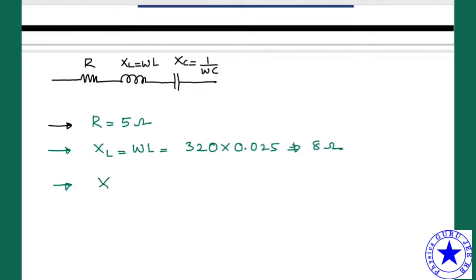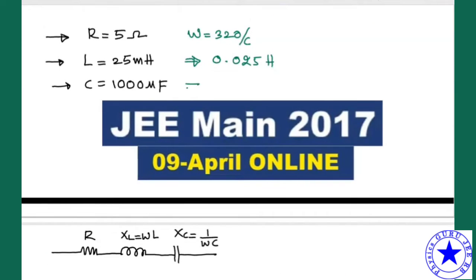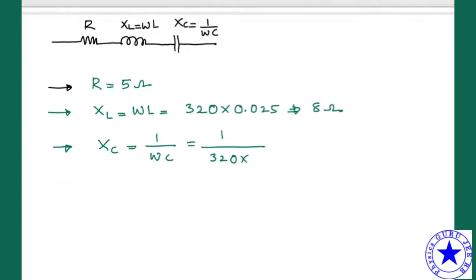Next, in the same manner, I'll calculate the capacitive reactance, 1 by omega into C. This can be written as 1 by 320 into capacitance. The capacitance also has to be converted: 1000 into 10 to the power of minus 6 farads. We can write 10 to the power of minus 3, and the approximate value I get is 3.1 ohms.